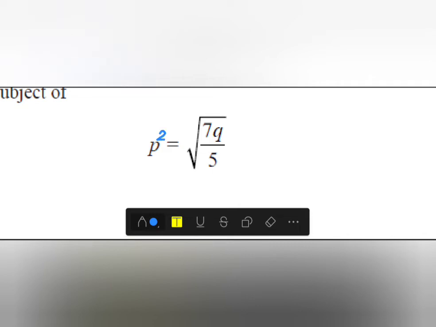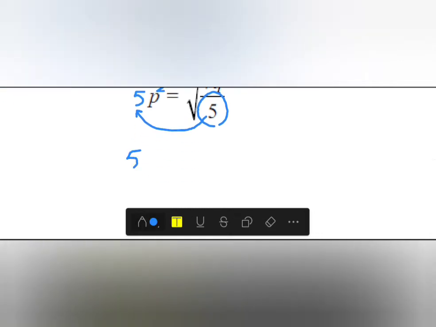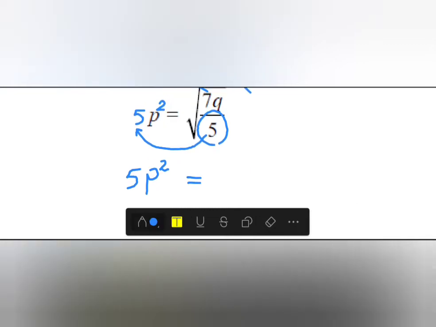So p squared, the square takes away the square root, and we end up with 7q divided by 5. Now we can take the 5 to the other side by multiplying. So the 5, because it's divided, is going to go to the other side by multiplying. So it's going to be 5p squared. Now let me write it here. So we have 5p squared equals what? Very good, 7q.